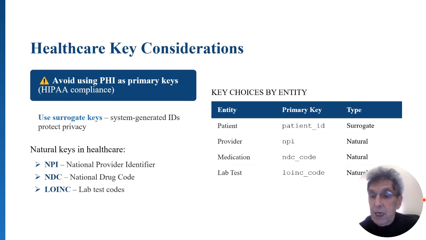On screen, you can see a table summarizing key choices for common healthcare entities. Patient uses a surrogate patient ID. Provider uses a surrogate provider ID but stores the NPI. Medication uses a surrogate medication ID but stores the NDC, and lab test stores the LOINC code.